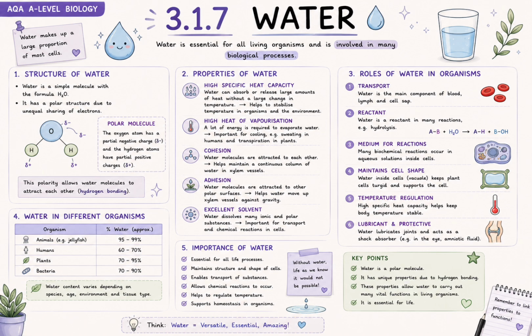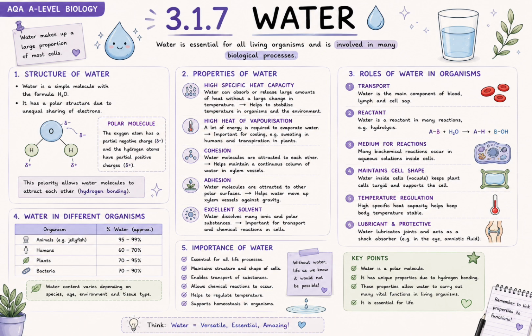Now, water performs several critical functions in organisms. It acts as a transport medium in blood, tissue fluid, lymph, and plant cells. It functions as a reactant in metabolic reactions, including hydrolysis reactions that break down larger molecules. Water also provides support in plant cells by maintaining turgor pressure within vacuoles. Additionally, it contributes to temperature regulation and acts as a lubricant and protective fluid in areas such as joints, the eyes, and the amniotic fluid surrounding a developing fetus.